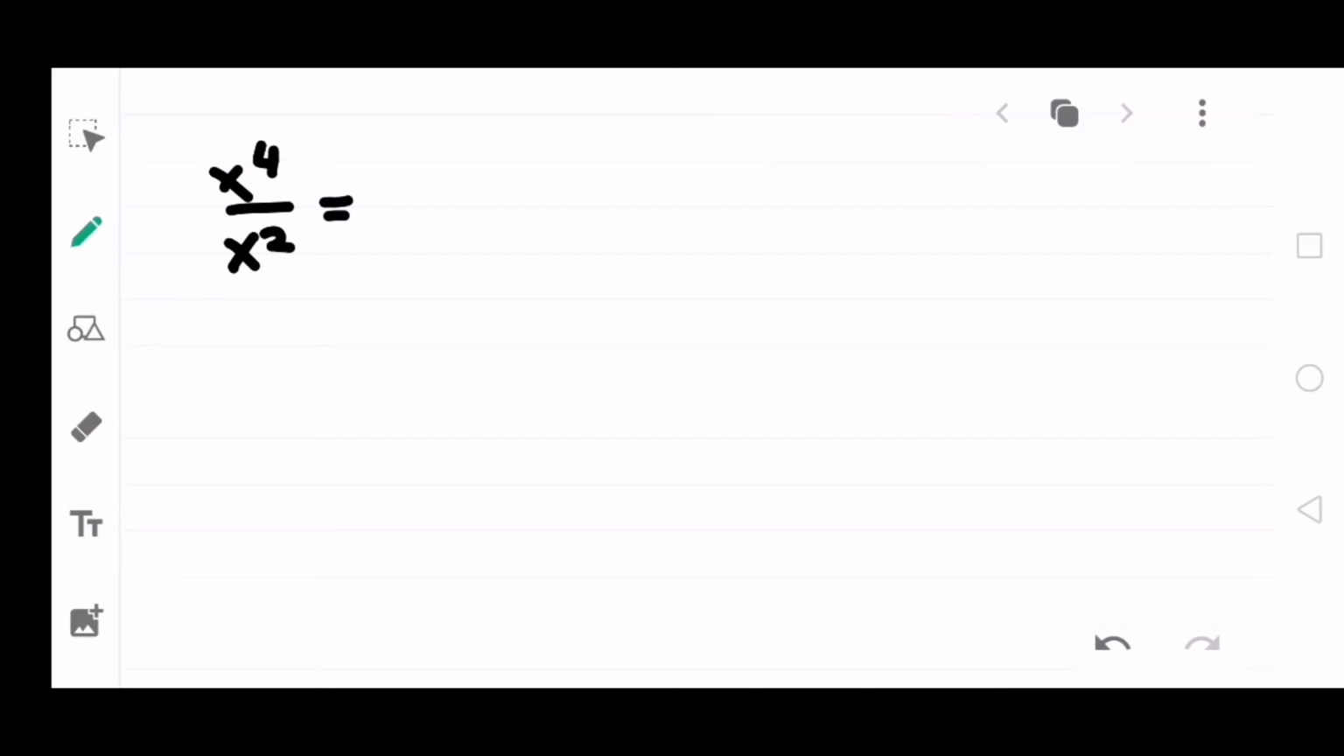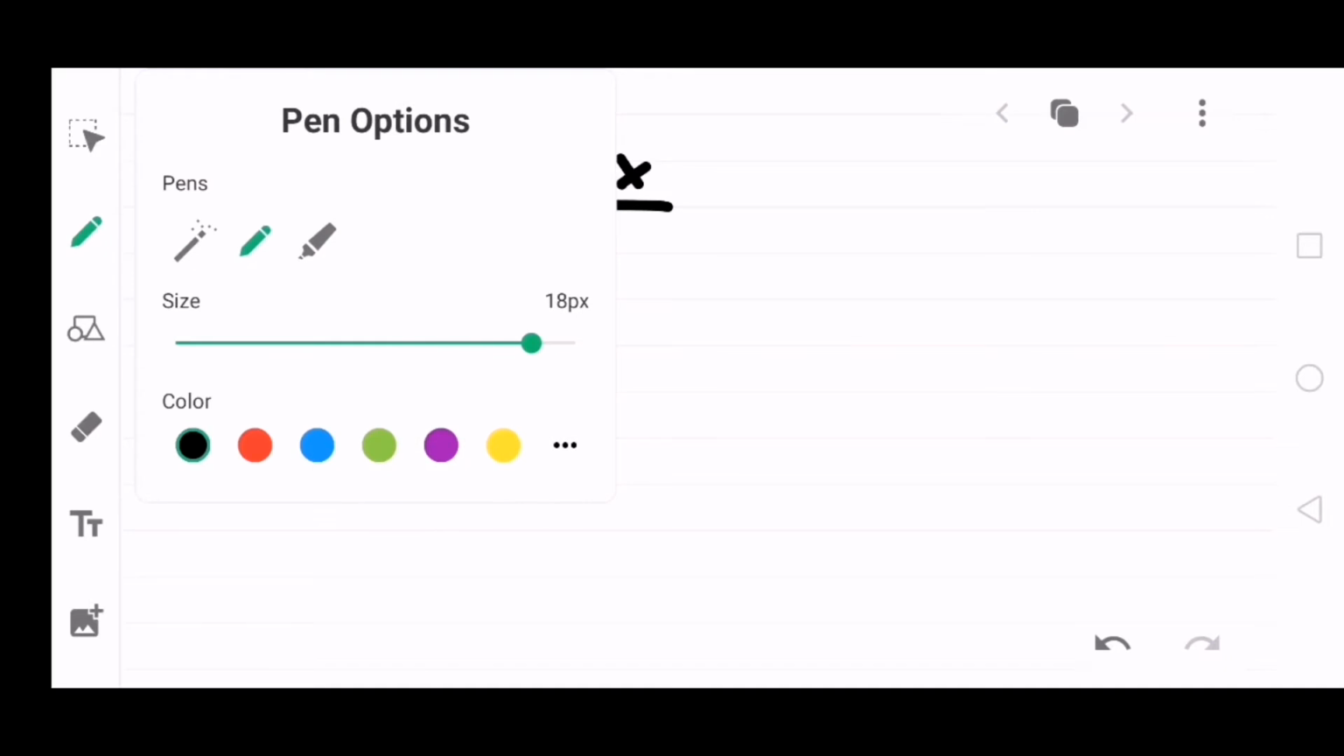Again, we'll work on its expanded forms. So for x raised to 4, that is the same as x times x times x times x, while for x raised to 2, that is the same as x times x. Now, how can we simplify this one?